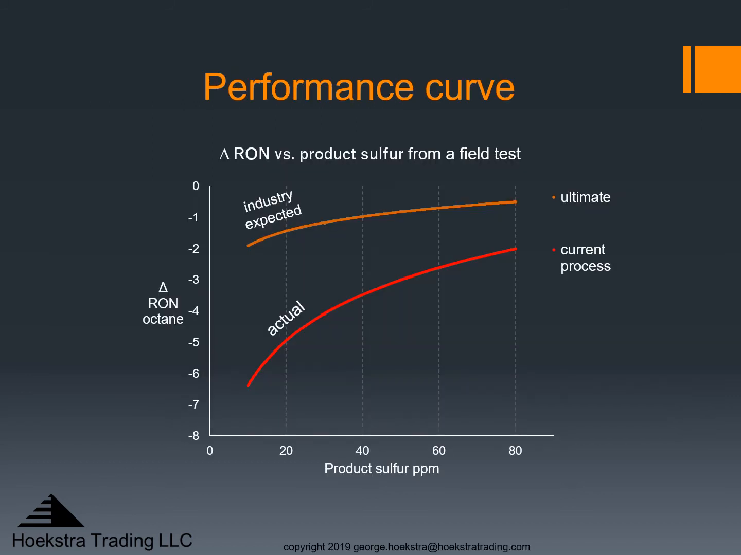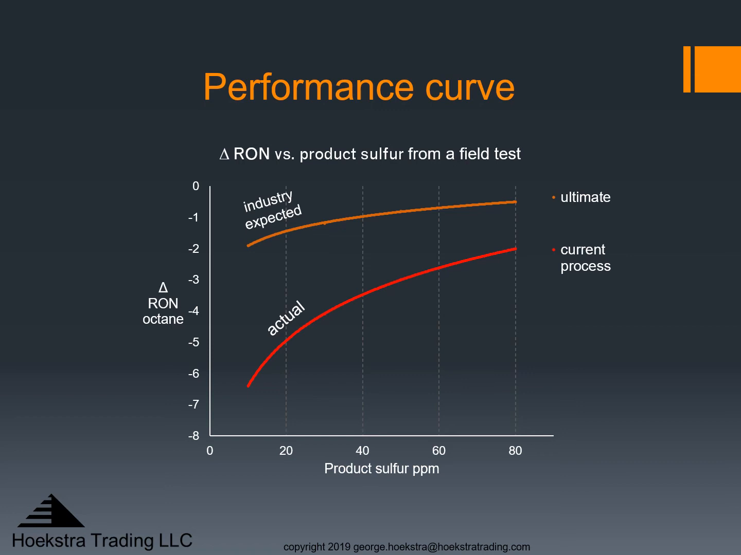You chart your performance curve, which is octane loss versus product sulfur, showing how, as you raise severity and reduce product sulfur, you lose more octane. The red curve here was measured in a field test like this. The orange curve is the ultimate curve, which is also what the industry is expecting as typical.